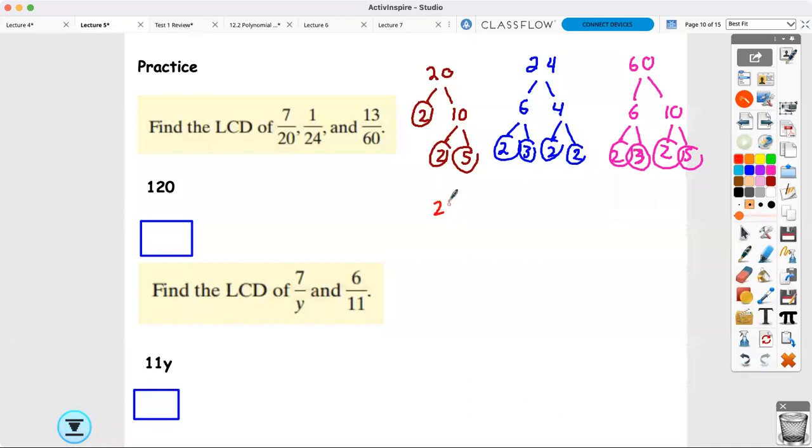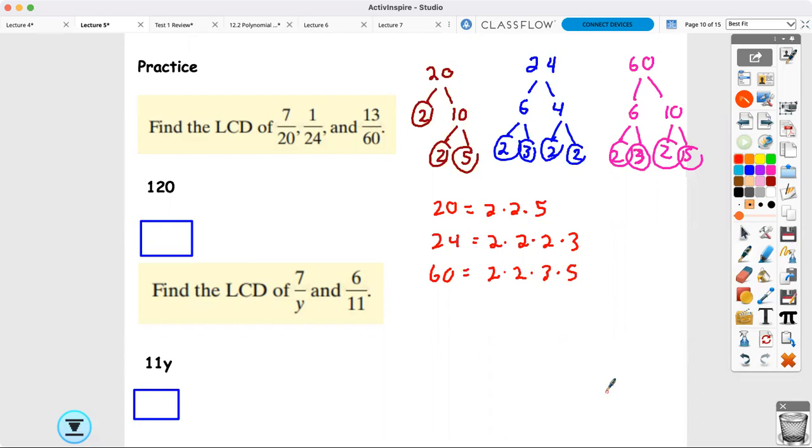So we get 20 is equal to 2 times 2 times 5. 24 is equal to 2 times 2 times 2 times 3. And then 60 is 2 times 2 times 3 times 5. Can someone double check my prime factorization? Did I get those three? Did I write them out correctly or am I missing something? Okay. I think I'm good.